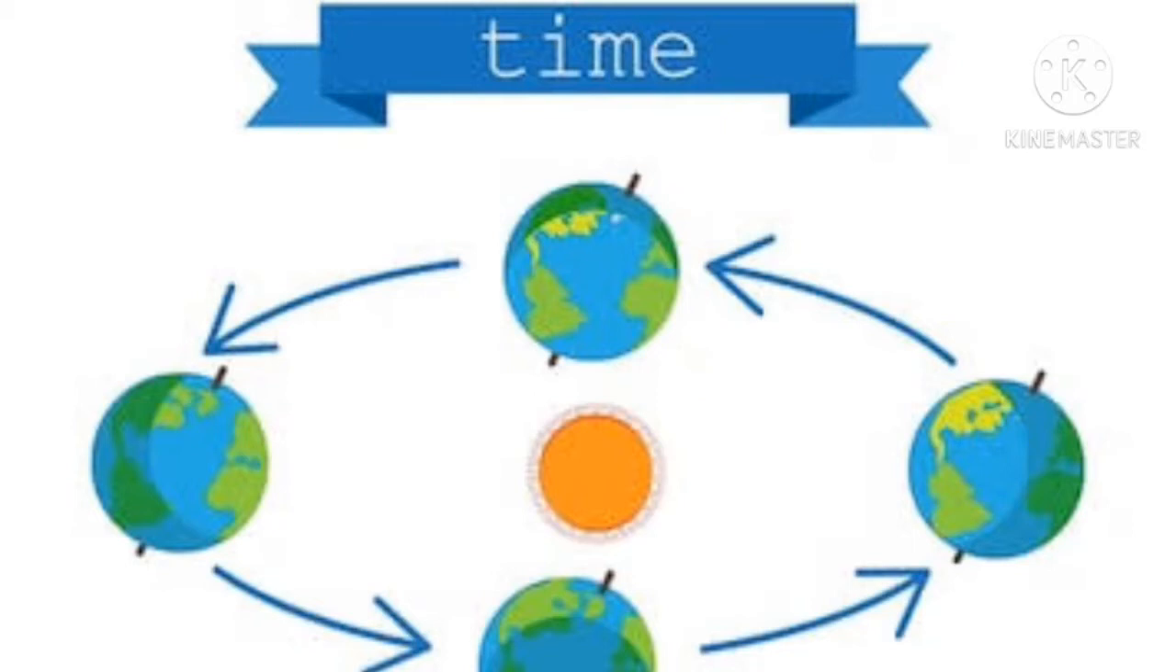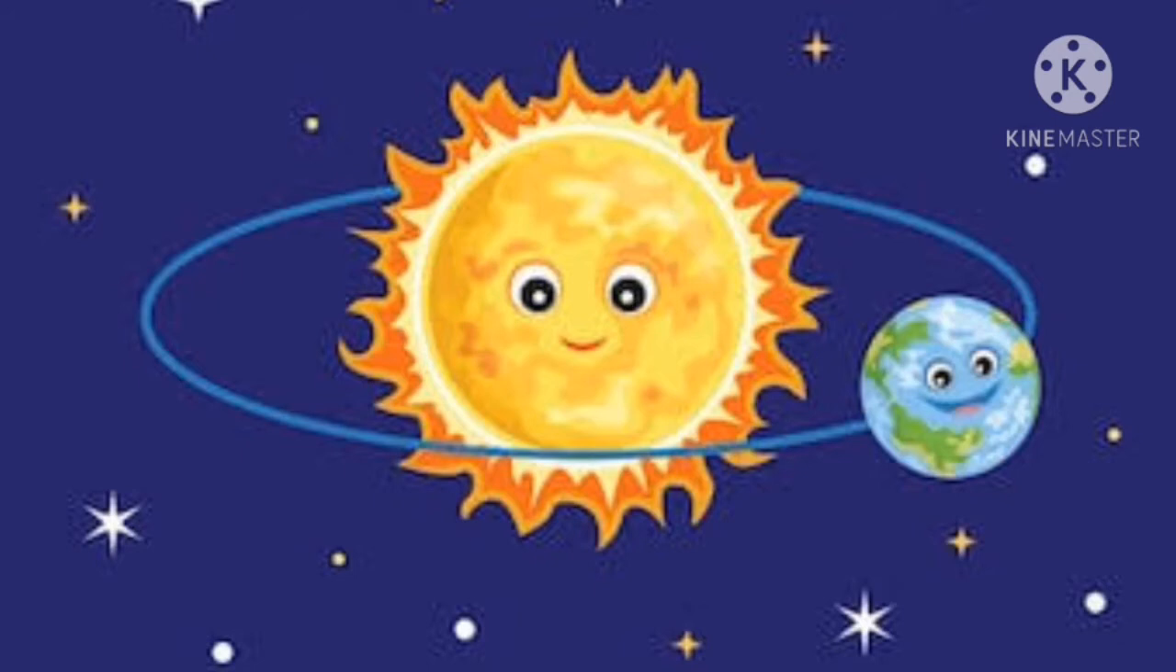Rotation causes day and night, and the revolution causes changes in the season. The part of the earth that comes near to the sun has longer and hotter days. That is summer. The parts that are away have cooler and shorter days. That is winter.